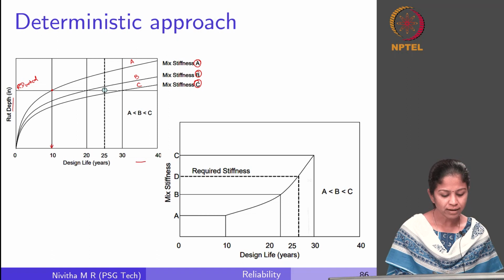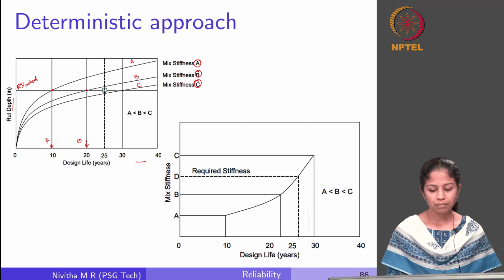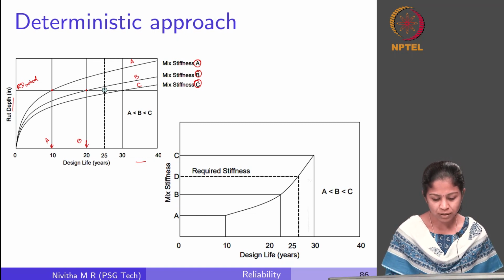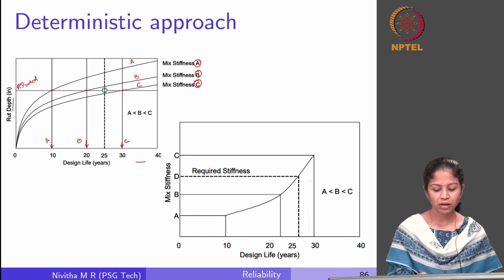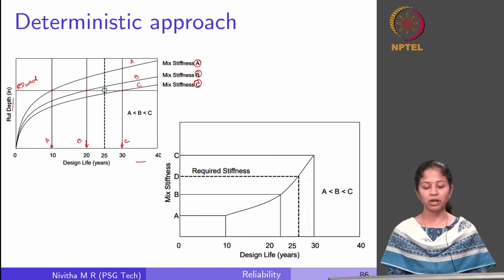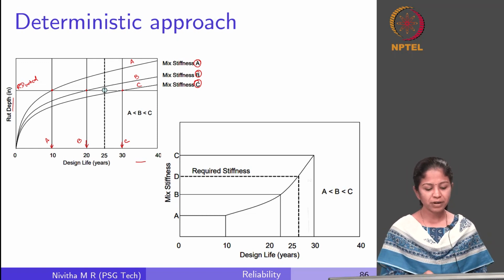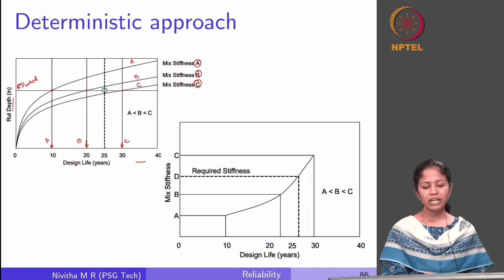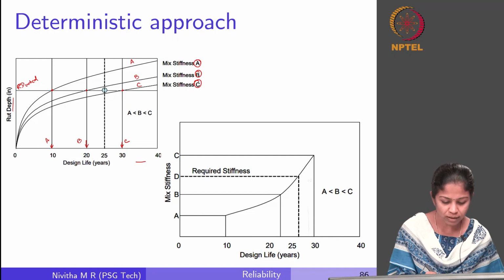reached in 10 years if I use mix A, it is reached in 20 years if I use mix B, and it is reached in 30 years if I use mix C. Wherever this critical depth is crossing the performance curve, we read the value corresponding to that, and we see that we get a different design life for each of the mixes. Now, our design life is 25 years, so we want this, right.